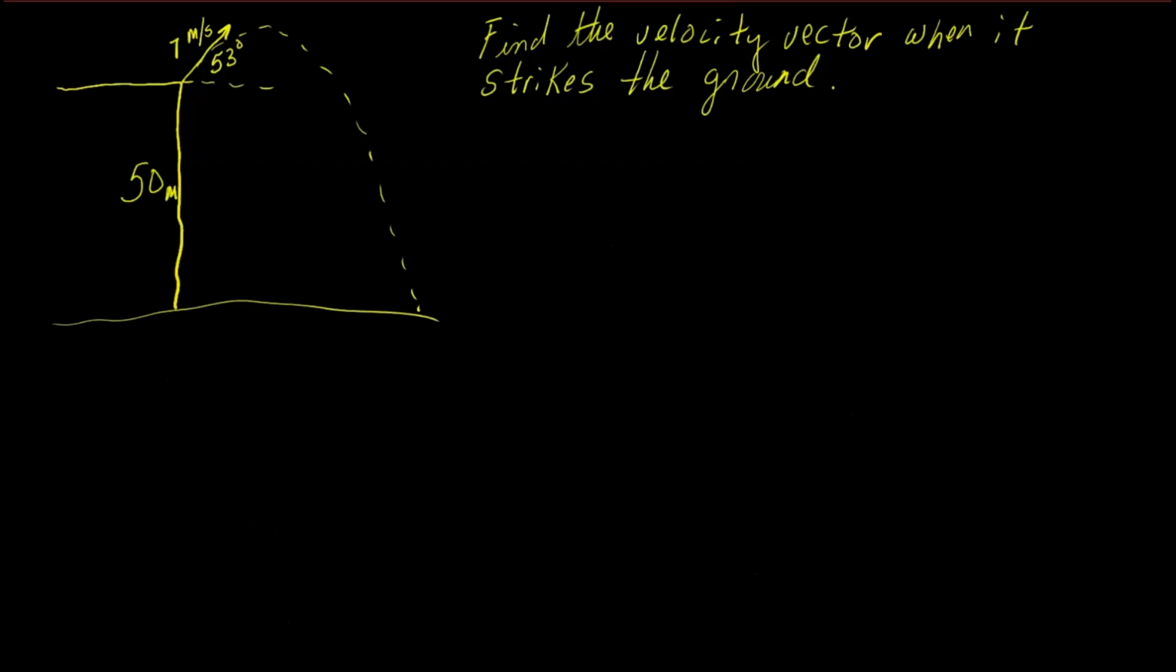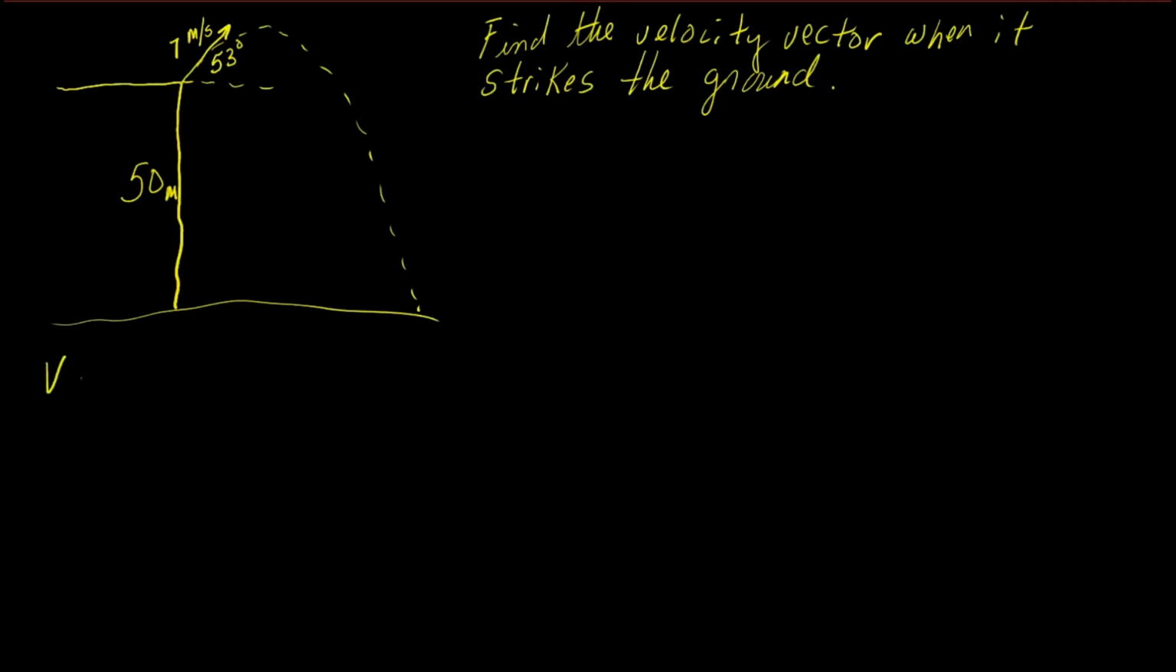In this problem, our cliff is 50 meters high. However, a projectile is traveling at 7 meters per second at an angle of 53 degrees above the horizon. We want to find the velocity vector when it strikes the ground.